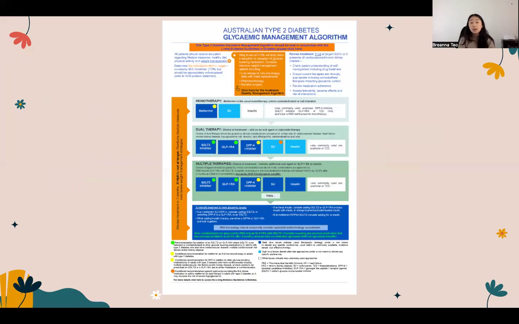So this is from the RACGP, the management algorithm, and you'll see that it goes from monotherapy to dual to multiple therapies, and then we consider insulin. Monotherapy is typically with metformin and metformin alone, so knowing the side effects and being able to counsel on metformin is particularly important. Dual therapy, we might add an SGLT2 inhibitor, a GLP-1 or a DPP-4. Again, you can see the green meaning that these two are more common, and then etc. for multiple therapies.